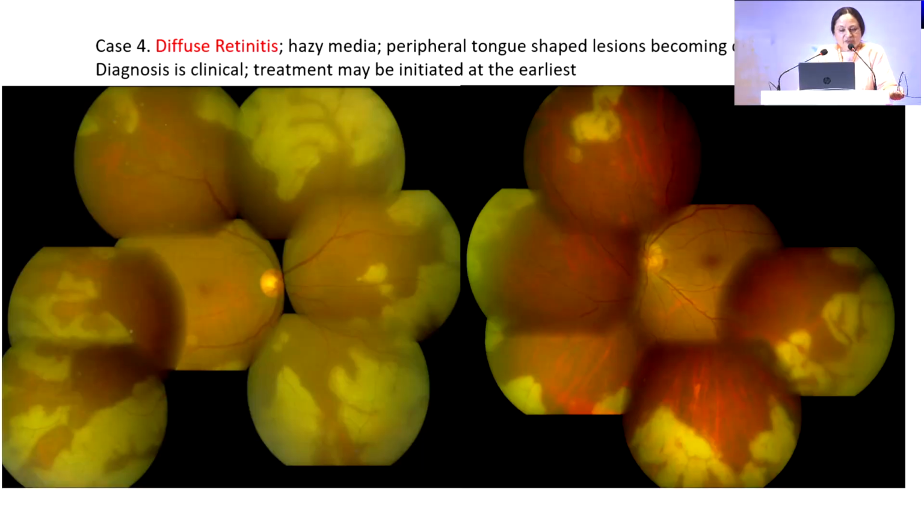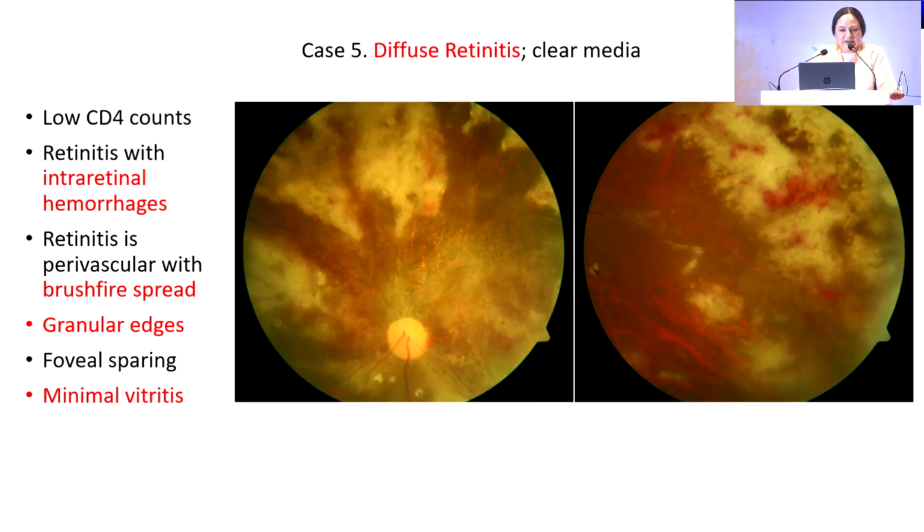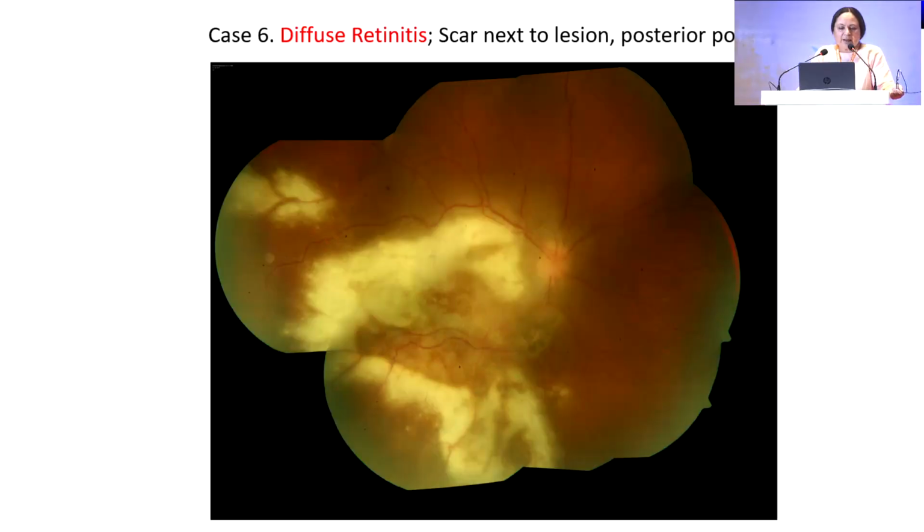When we come to diffuse retinitis, as I already said, diffuse retinitis is more of a viral etiology, and you cannot afford to miss that. When you see diffuse retinitis in a clear media, granular appearance, intraretinal hemorrhages, this is more like CMV, the classical pizza pie appearance or brush fire or whatever, but you see it and you say, well, it is CMV, let's treat for CMV.